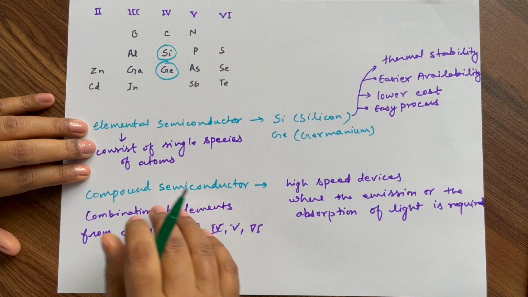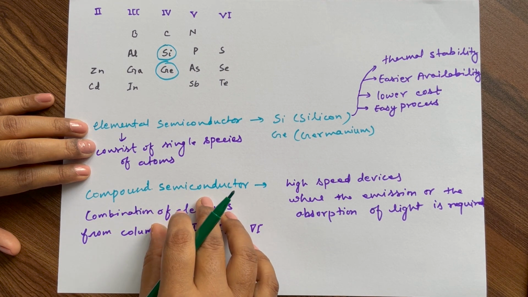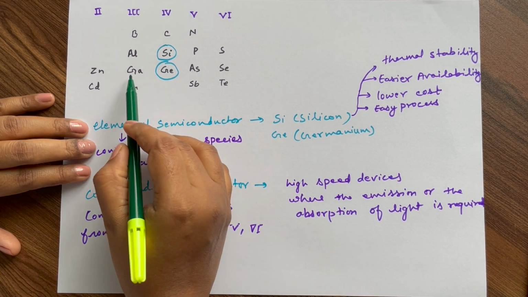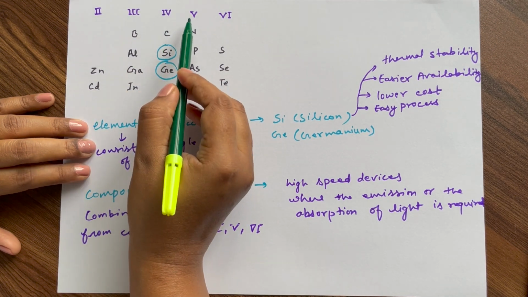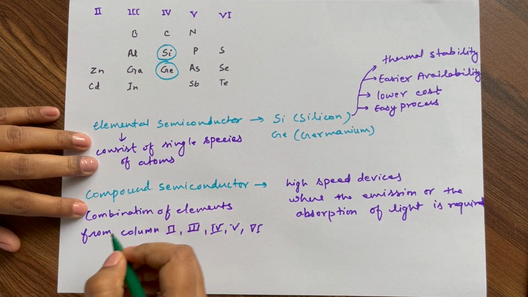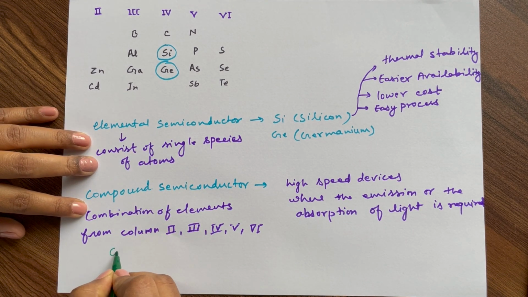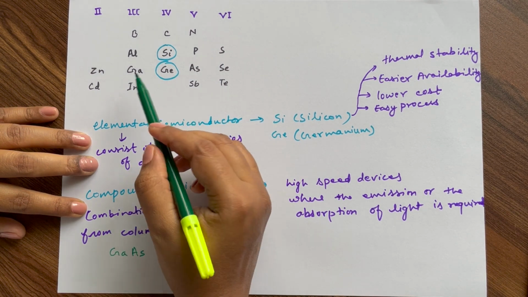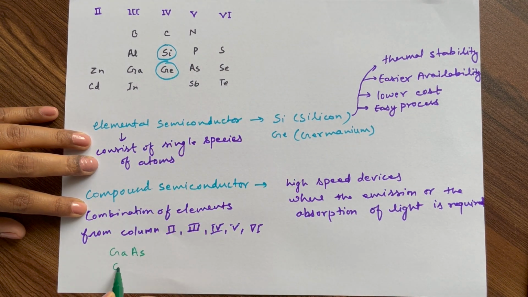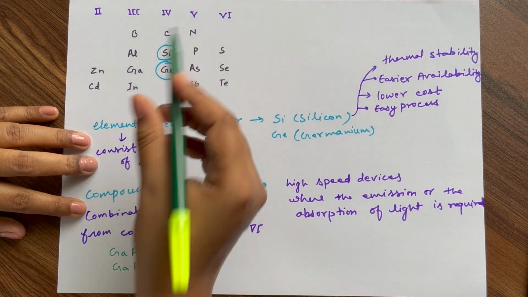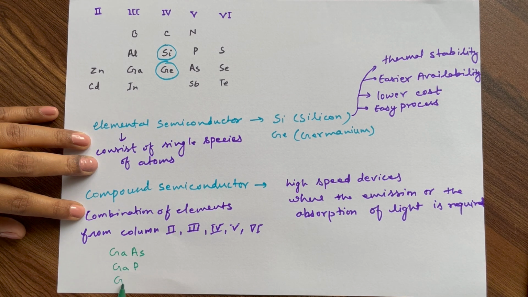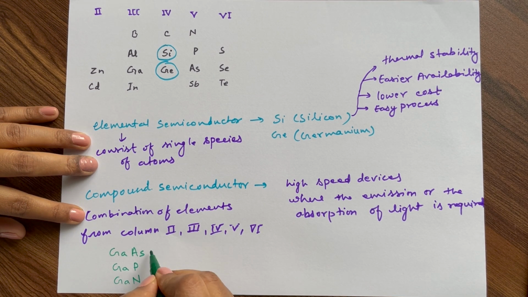Now we will see a few examples of compound semiconductor. Suppose we combine gallium and arsenic from column 3 and 5. So it will make gallium arsenide. In the same way we can make gallium phosphide and gallium nitride. These three are common light emitting diodes.